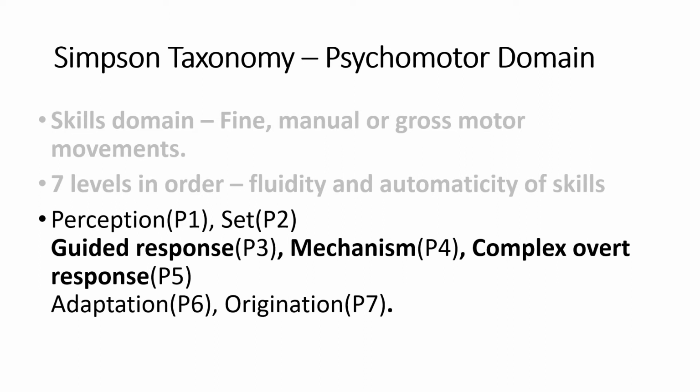The first two, perception and set, are seldom used in a curriculum and indicate the readiness to learn a skill. The next three, guided response P3, mechanism P4, complex overt response P5, are the important levels of learning which should be described in this lesson. The final two, adaptation P6 and origination P7, are higher levels where new skills or methods are invented. These are the 7 levels in the psychomotor domain that demonstrate increasing fluidity and automaticity of self-performance. This is achieved by repeated practice.